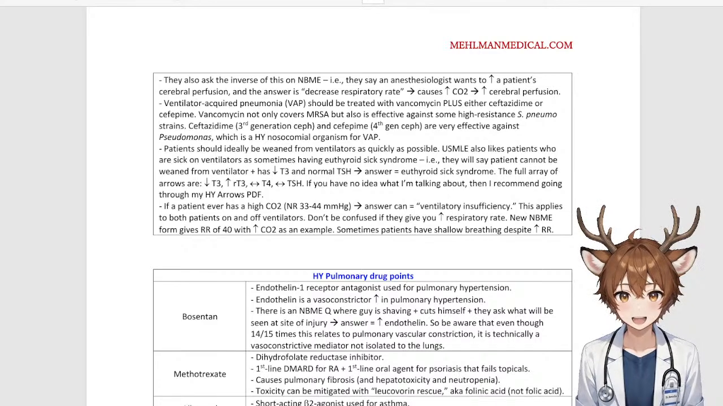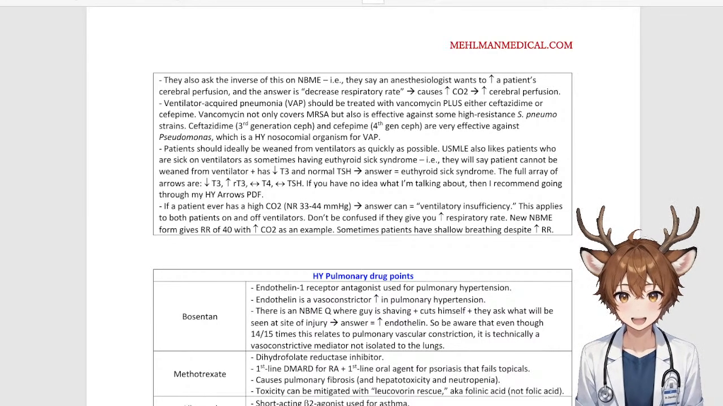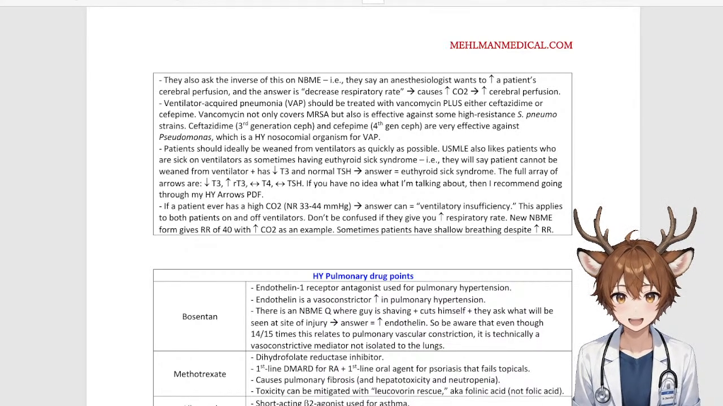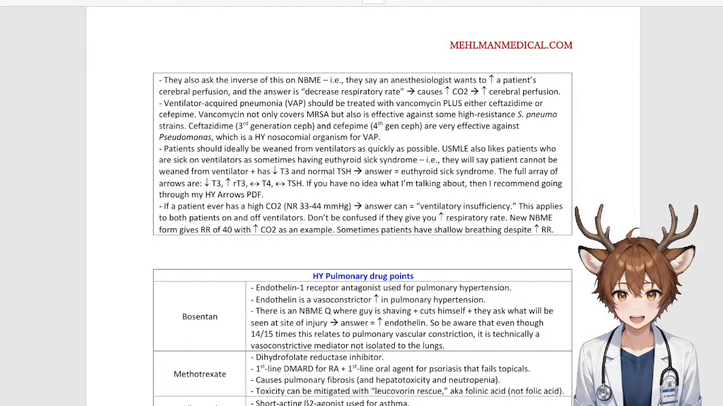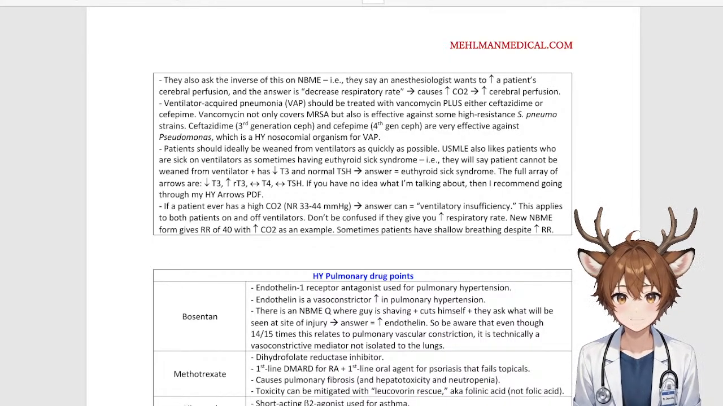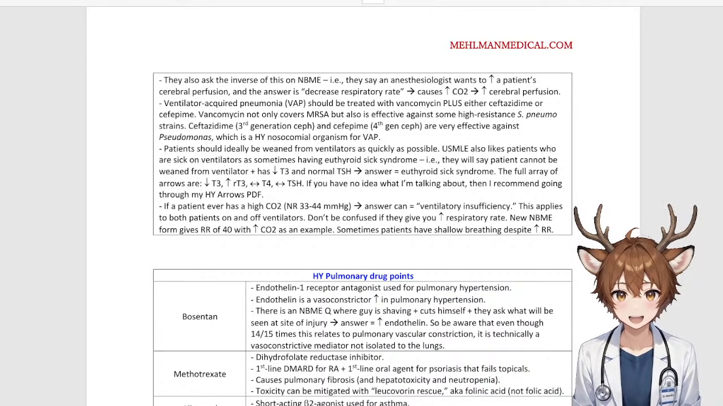Patients should ideally be weaned from ventilators as quickly as possible. USMLE also likes patients who are sick on ventilators as sometimes having euthyroid sick syndrome, i.e. they will say the patient cannot be weaned from the ventilator plus has a decrease in T3 and a normal TSH. The answer would be euthyroid sick syndrome.